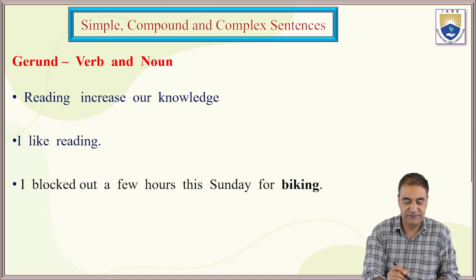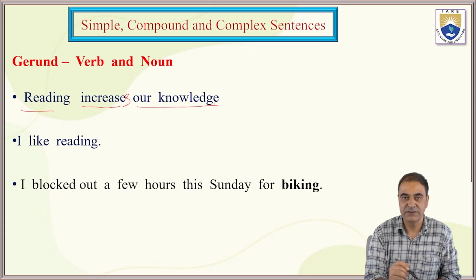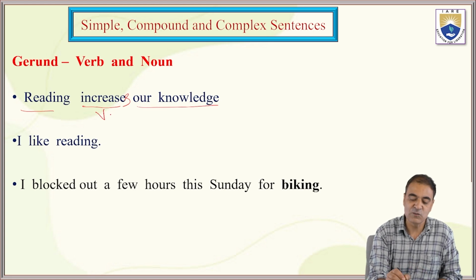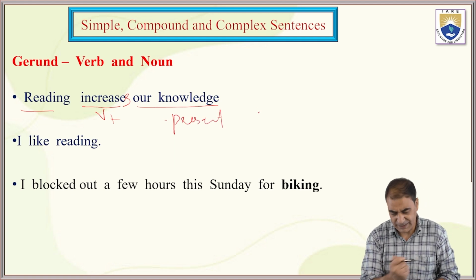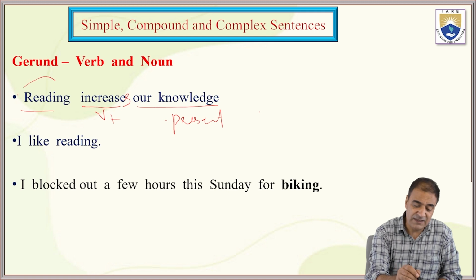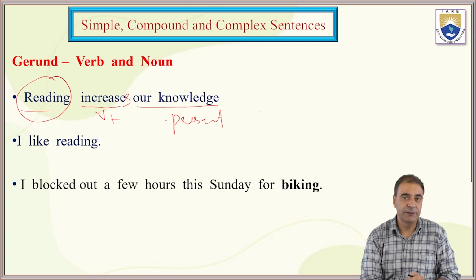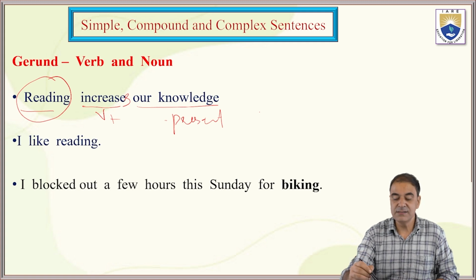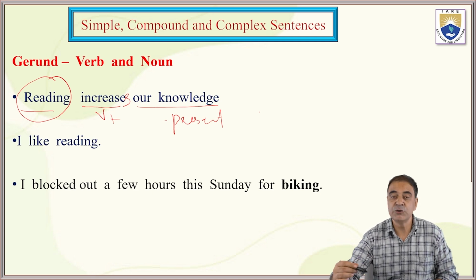For example, look at the first example. Reading increases our knowledge. Here increases is a verb in first form. Therefore, it shows the present time or present tense because this is simple present tense. Now we have a word reading. And this reading is a gerund. Now how? Because this reading has a force, it has a nature, or it behaves as both a verb and a noun. I will show you how.